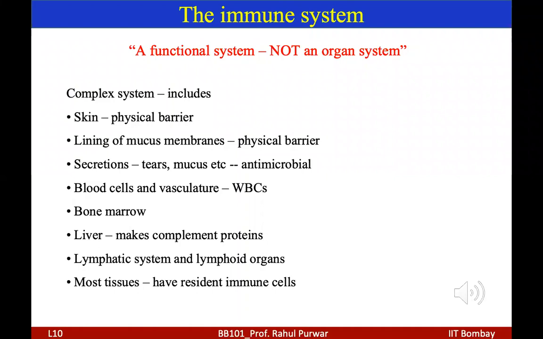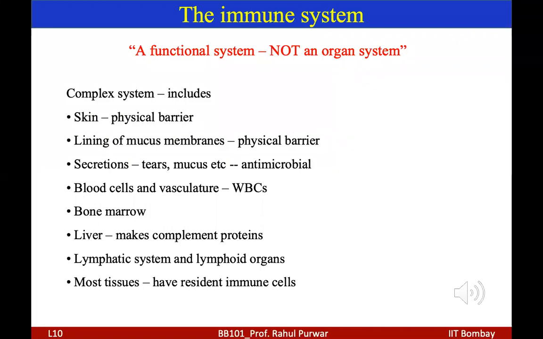It's a very complex system that includes, for example, our skin. Our skin is a part of the immune system because skin provides a physical barrier between the environment and your body. Water cannot get inside the skin. Germs cannot permeate through the skin. So it's a good physical barrier. Lining of the mucous membrane also provides a physical barrier, right? Secretions like tears and mucus all have antimicrobial properties, so they can do the first stage elimination of microbes.